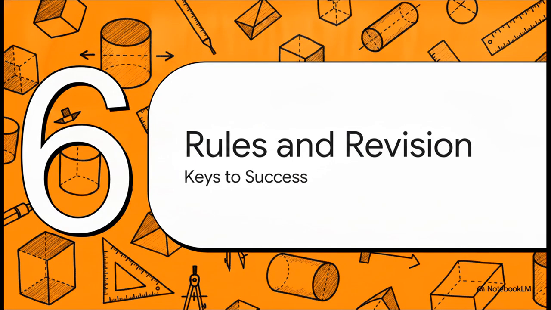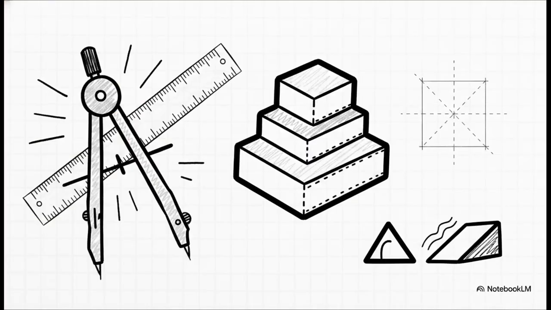And finally, Section 6, Essential Rules and Revision, your keys to success. Let's do a quick rapid-fire recap. Remember, in orthogonal drawing, accuracy is king. Always use actual, accurate measurements. Diligently label all your vertices. Stick strictly to the visual code. Solid lines for visible edges, dashed lines for hidden ones. Trust your thin construction lines and that super helpful 45-degree projection angle to keep everything perfectly aligned across quadrants.